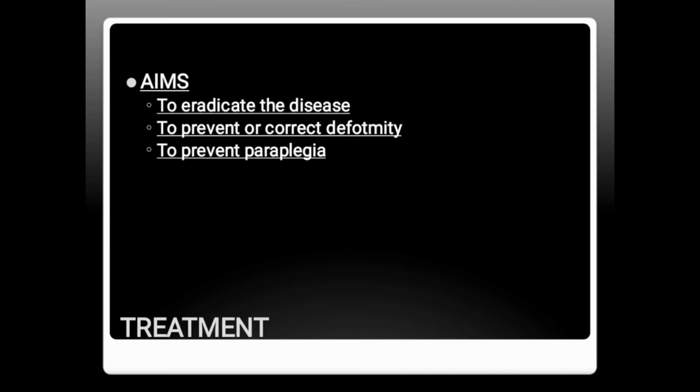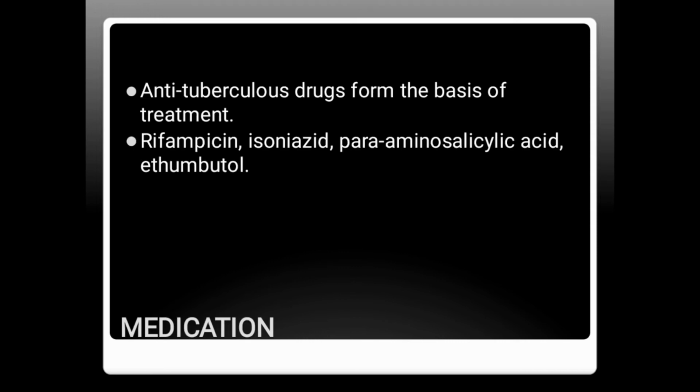Aims of treatment are to eradicate the disease, to prevent or correct deformity, and to prevent paraplegia. Medication. Anti-tuberculous drugs form the basis of the treatment, including rifampicin, isoniazid, para-aminosalicylic acid and ethambutol.